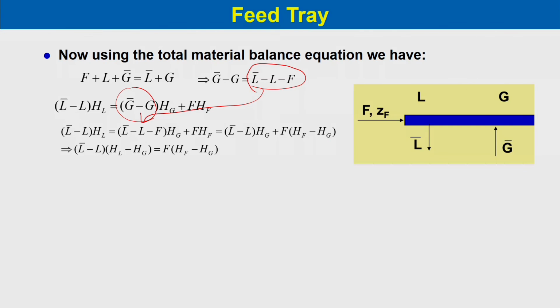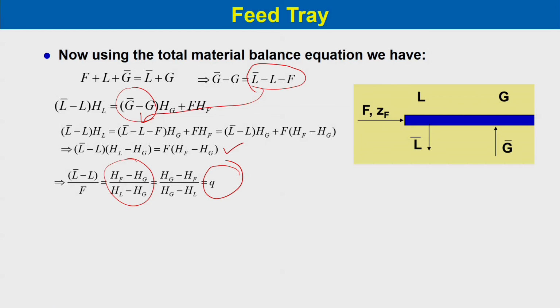From here we can rearrange and write L bar minus L into HL minus Hg is equal to F into Hf minus Hg. And again we can write L bar minus L by F is equal to Hf minus Hg divided by HL minus Hg. Now if we rearrange this, we can write Hg minus Hf divided by Hg minus HL, which we can define as Q.